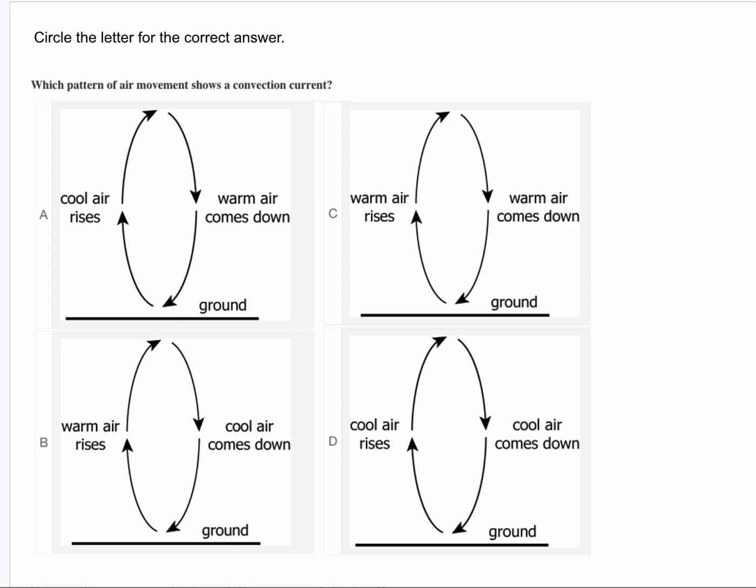Circle the letter for the correct answer. Which pattern of air movement shows a convection current? A. Cool air rises, warm air comes down, ground. B. Warm air rises, cool air comes down, ground. C. Warm air rises, warm air comes down, ground. D. Cool air rises, cool air comes down, ground.